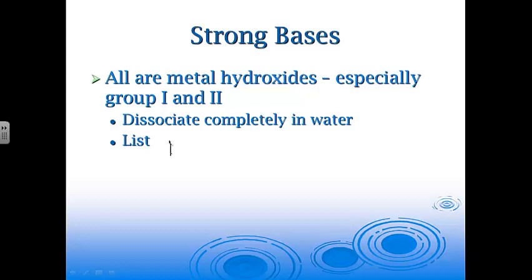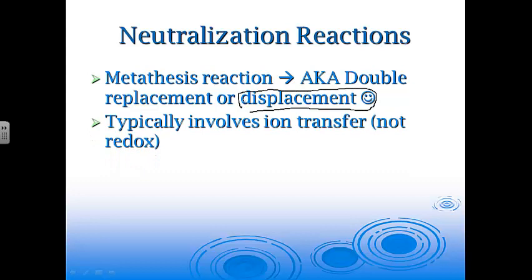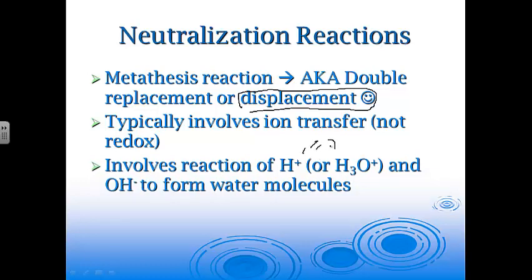They will completely dissociate things like sodium hydroxide, potassium hydroxide. Those are our group 1, group 2 metal hydroxides that will react. Okay, neutralization reactions are typically metathesis, the easy metathesis ones, otherwise known as double replacement or displacement, where you get an ion transfer as opposed to a redox reaction. Like I said, it typically involves ion transfer, and it most likely involves the reaction of hydrogen ion or hydronium, so we want to get that into our heads that they're really the same thing, and hydroxide to form water. And that's typically your most common strong acid and strong base reaction.